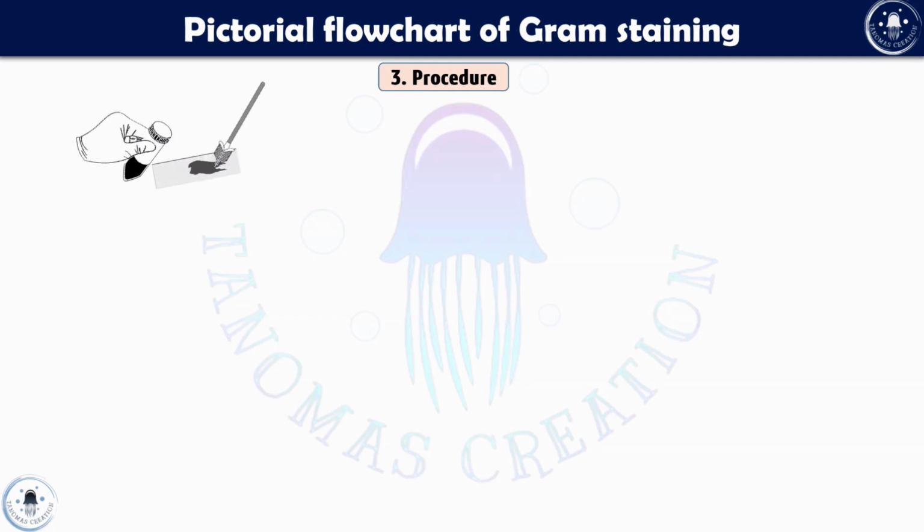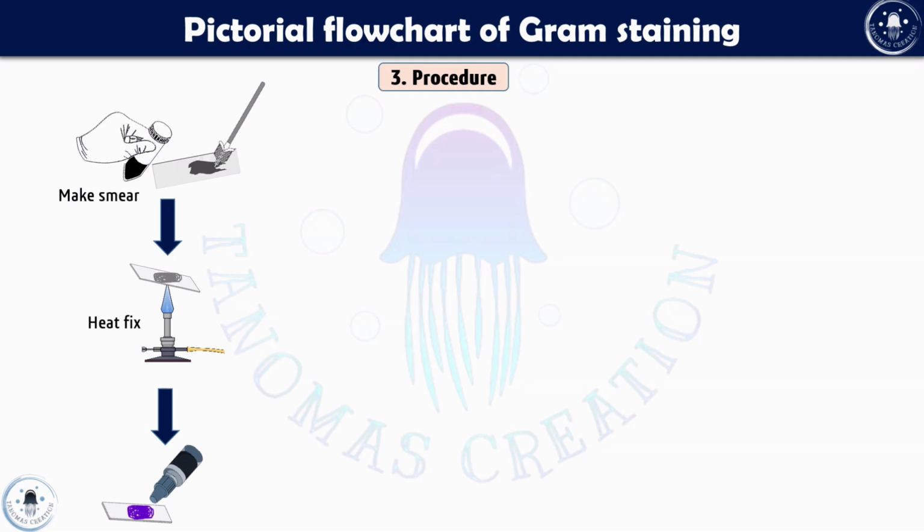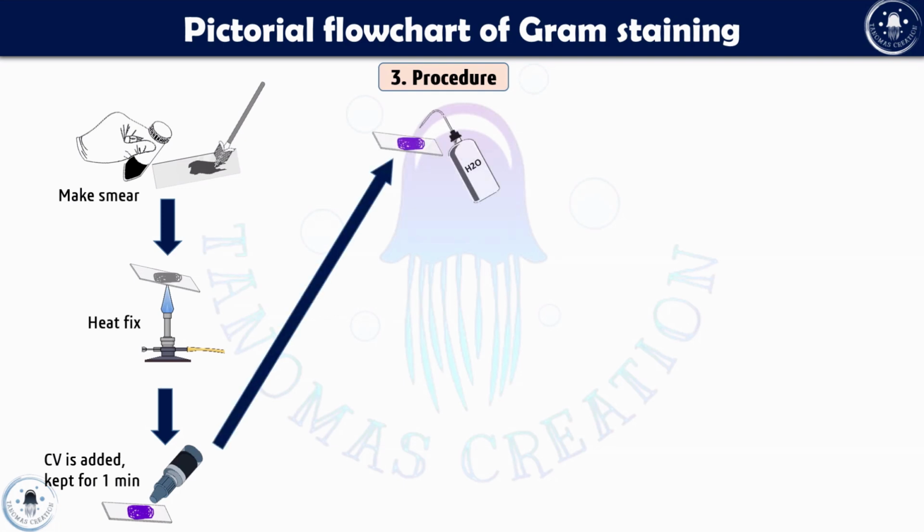Here you make the smear, and then you air dry it, and after that you do the heat fixing. Before heat fixing you need to air dry your smear. This point is important. Then you add the primary stain to the smear, which is crystal violet, and you keep it for 1 minute, and then you wash it with distilled water.